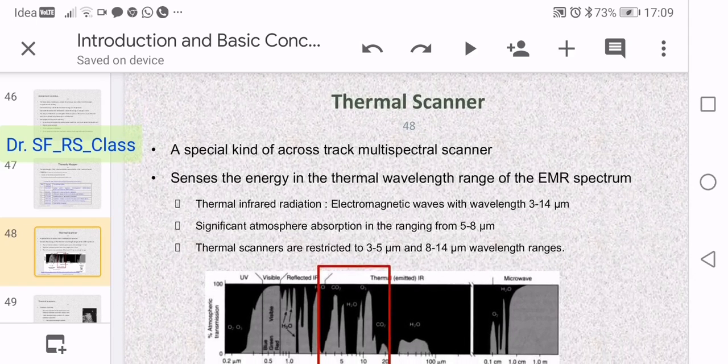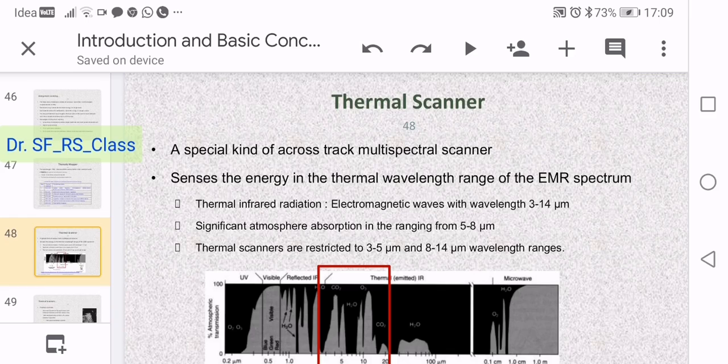to identify all these characteristics. In the case of thermal scanner, where we are using a thermal range of 3 to 14 micrometers, it's a special kind of across-track multispectral scanner and senses the energy in the thermal range of the electromagnetic radiation, which is 3 to 14, and basically 5 to 8 is an absorption band, significant atmospheric absorption happening in 3 to 5.